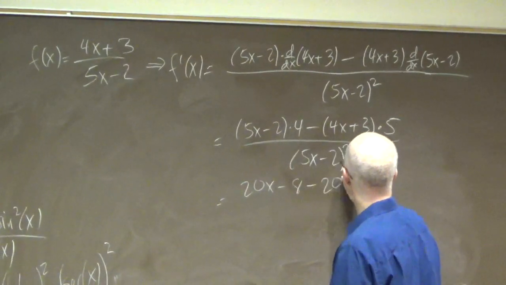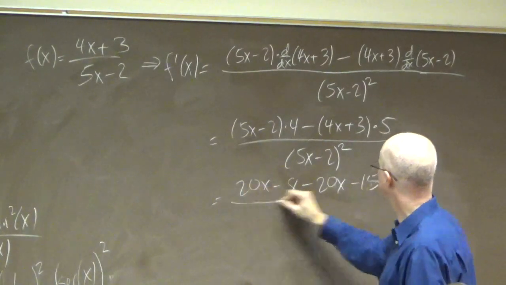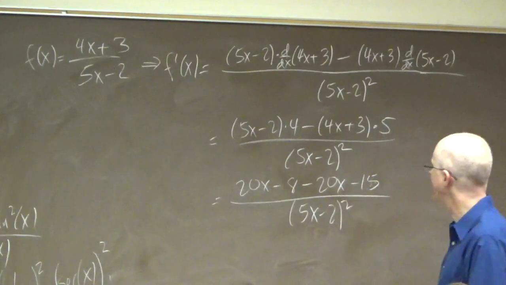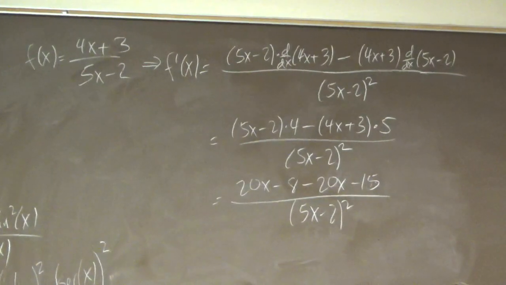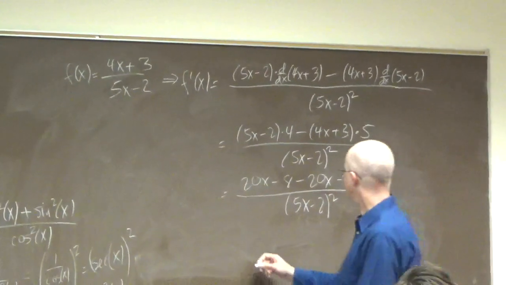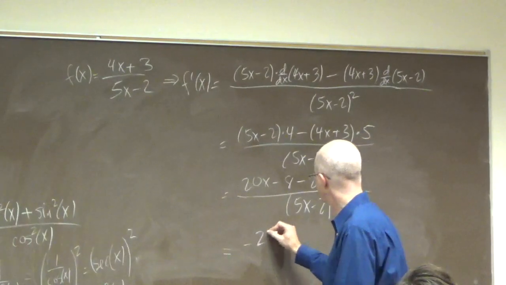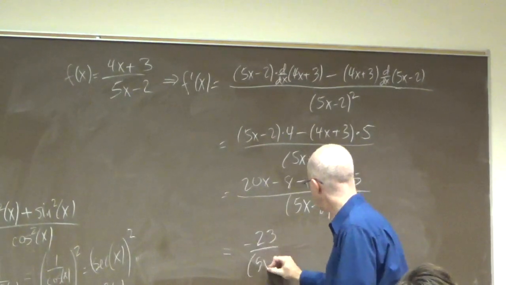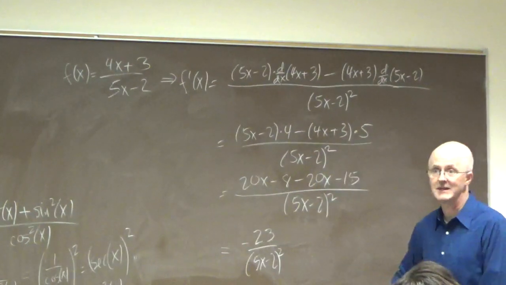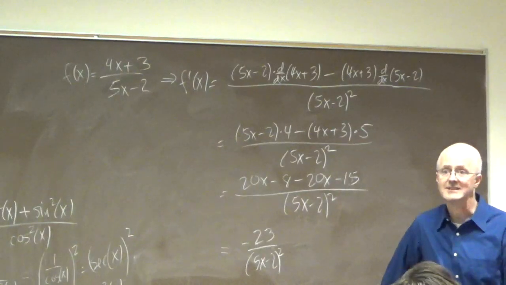Careful about signs. And make sure you double check me that I don't make a mistake. This looks good. The 20x's happen to cancel here. Negative 8 minus 15 is negative 23 over 5x minus 2 squared. And that tells us something interesting. That tells us the derivative of this function is always negative. It's always decreasing.